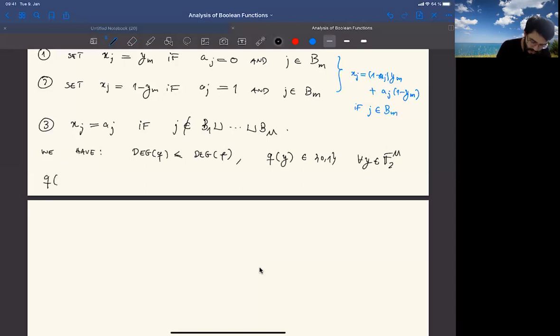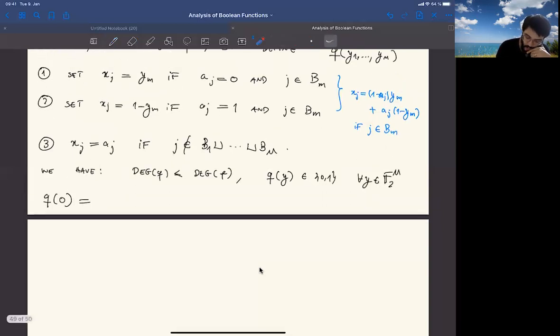Yes, and then what do we have? What is q of 0? Well, if I put 0, it means that I'm putting zero here. So if aj was zero, I'm gonna set xj to be zero. And if aj was one, I'm gonna set xj to be one because I'm putting zero here. And so this is exactly just f of a, which is assumed to be zero.